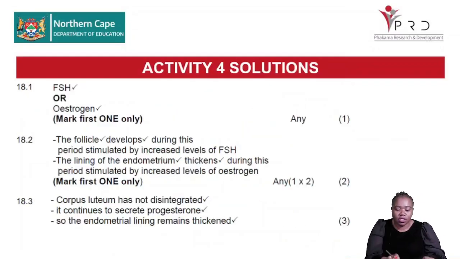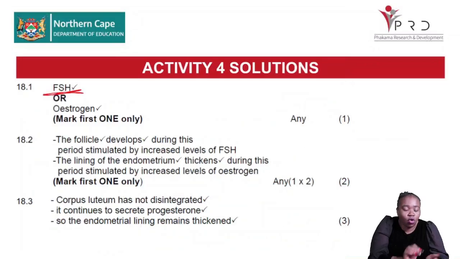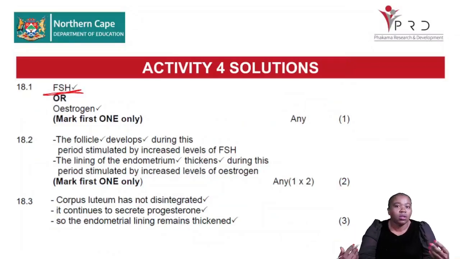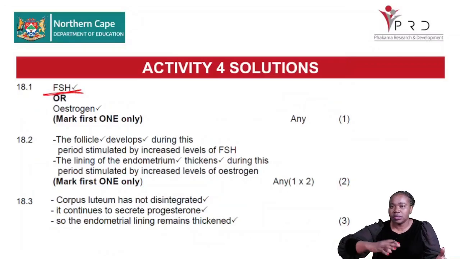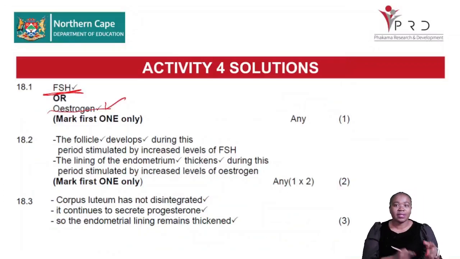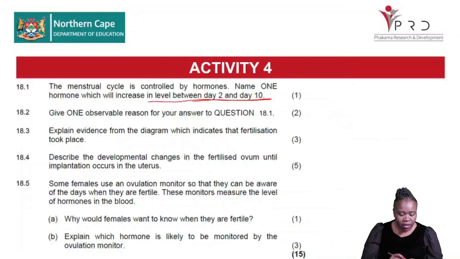Right. So we know that during day 2 and day 10, or between those days, we are looking at FSH. We are looking at the development of the follicle. Therefore, the follicle stimulating hormone will increase. Also, as the Graafian follicle is developing, it starts to release the hormone estrogen. So the hormone estrogen will also increase around those days. So between day 2 and day 10, the estrogen hormone would also have increased.